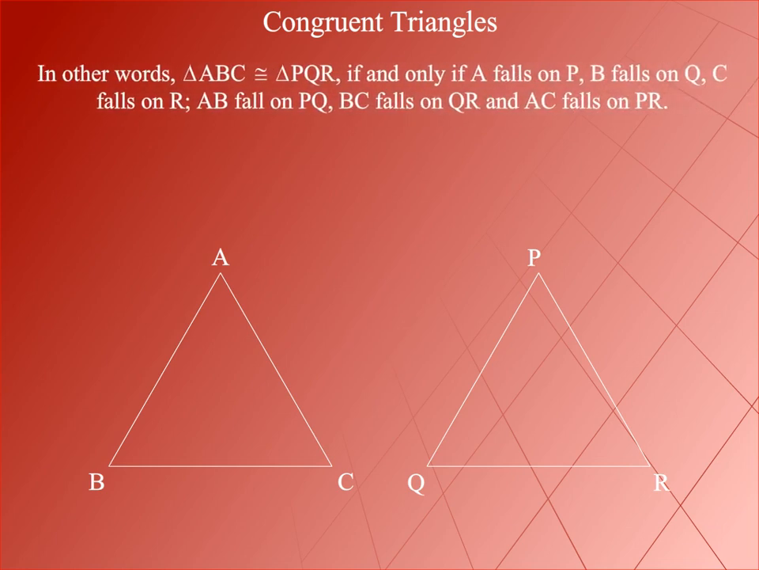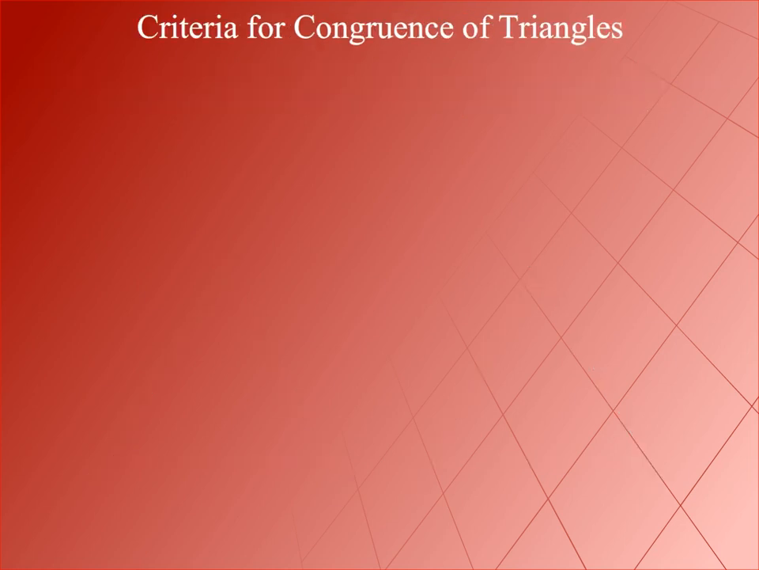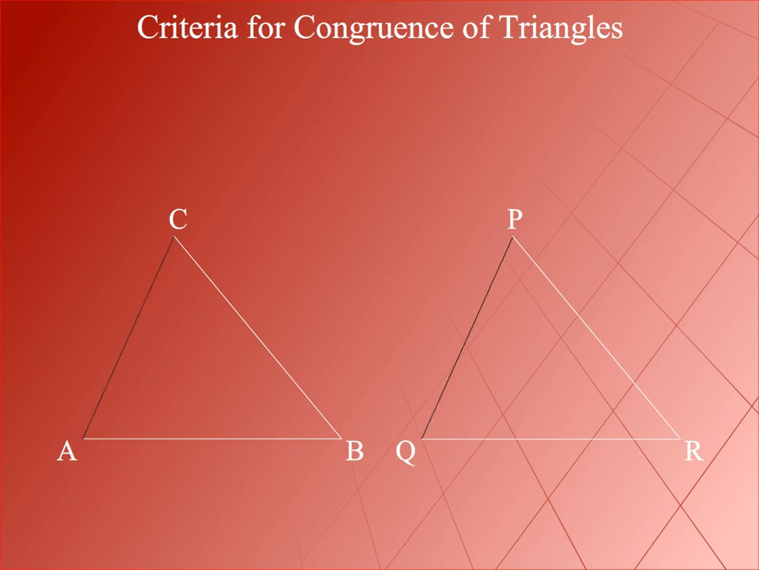In other words, triangle ABC is congruent to triangle PQR if and only if A falls on P, B falls on Q, C falls on R, AB falls on PQ, BC falls on QR, and AC falls on PR. Criteria for congruence of triangles. With one of the following 4 criteria, we can prove that the given 2 triangles are congruent.